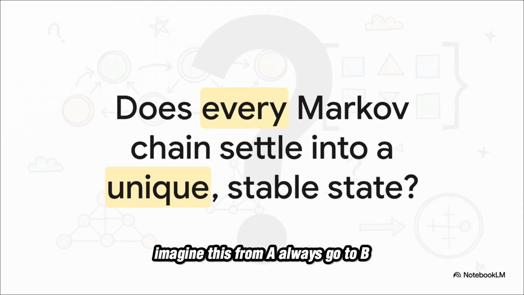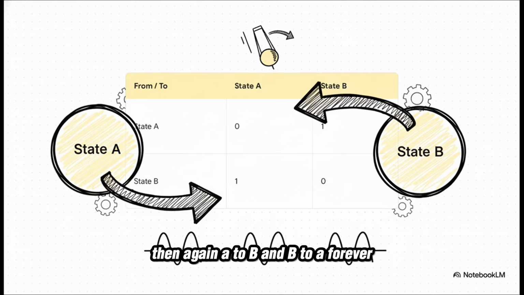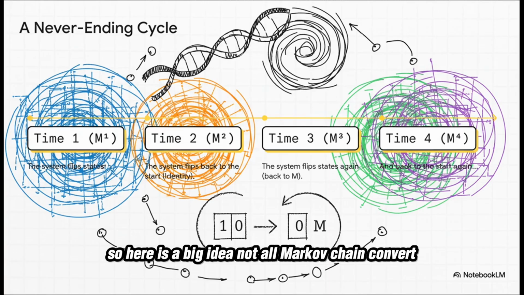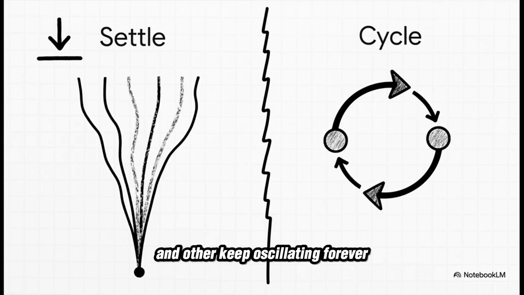Imagine this. From A, always go to B. From B, always go to A. What happens? It keeps going A to B, B to A, then again A to B and B to A forever. No stability, just flipping back and forth. So, here is the big idea. Not all Markov chains converge. Some settle into a stable state and others keep oscillating forever.